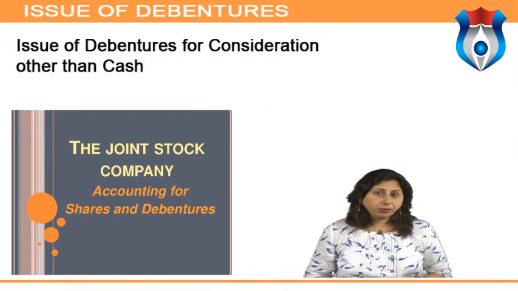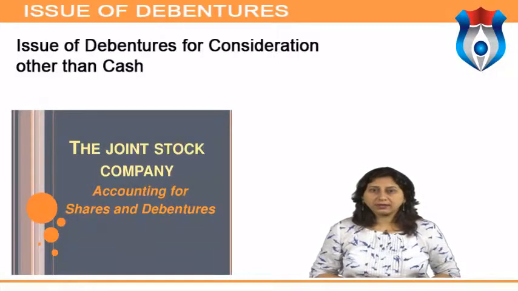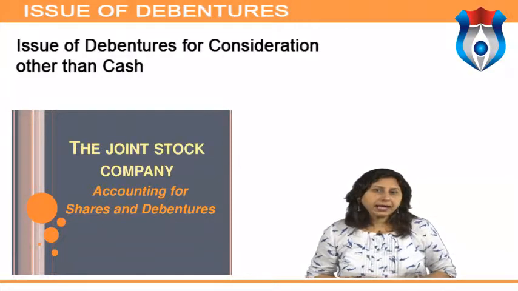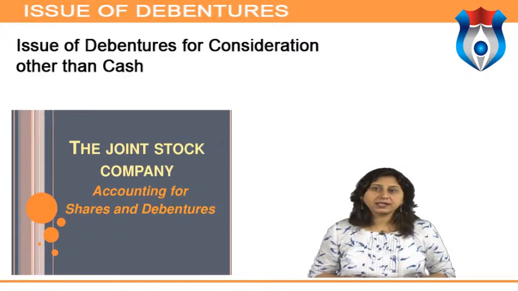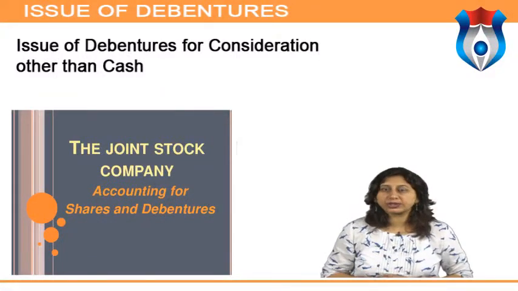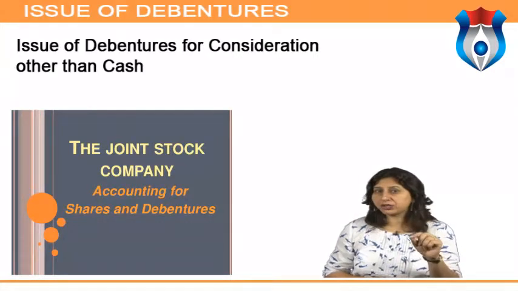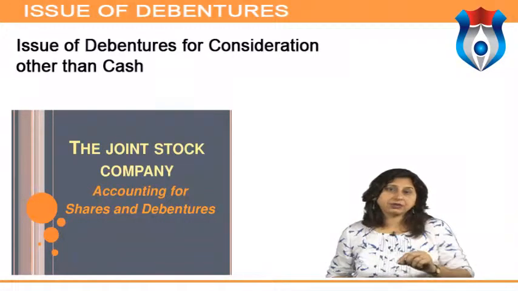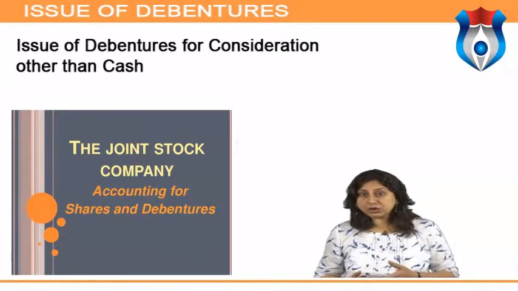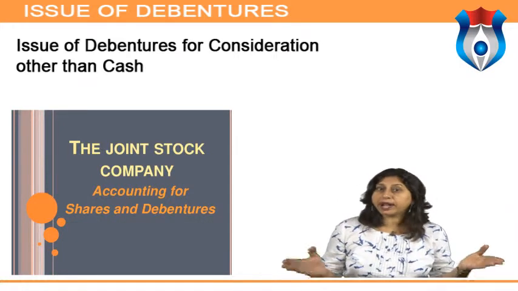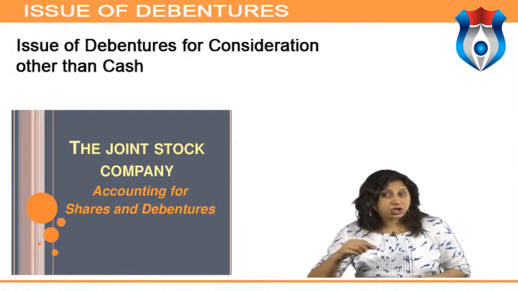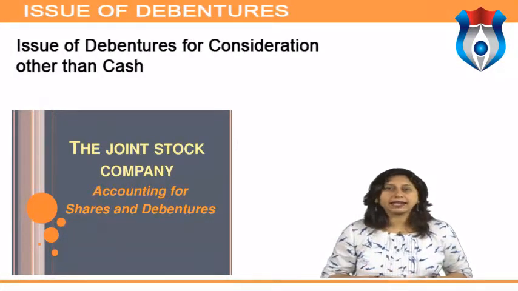There are some more types in the case of issue of debentures. Issue of debentures for consideration other than cash. Sometimes a company purchases assets from vendors and instead of making payment in cash, issues debentures for consideration thereof. Such issue of debenture is called debentures issued for consideration other than cash. In that case also, the debentures may be issued at par, at a premium, or at a discount. The entries made in such a situation are similar to those of the shares issued for consideration other than cash.